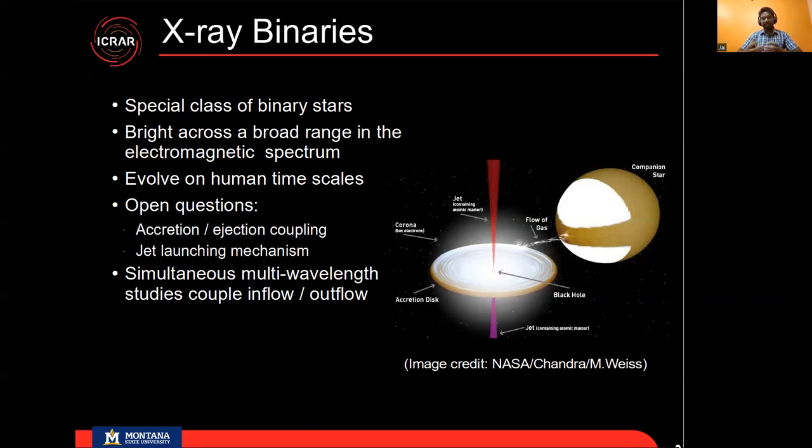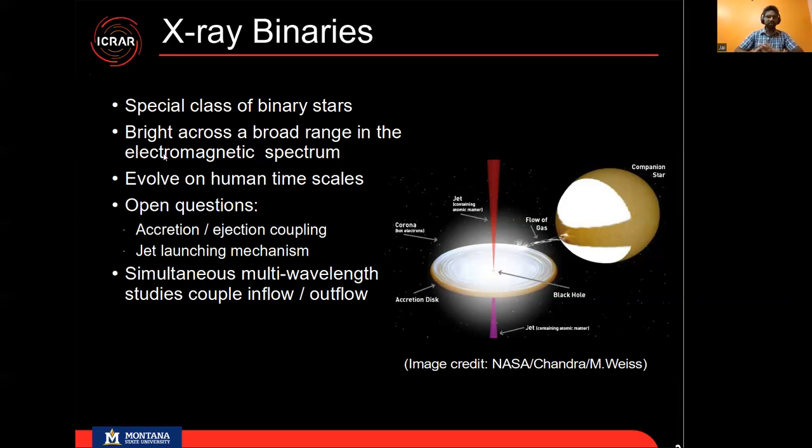And as these systems evolve on human observer time scales, they are best suited to answer some of the fundamental questions, like how these radio jets are launched and how the accretion and ejection are coupled. And the best way to answer these questions using these systems is multiwavelength studies. Can you please go to the next slide?